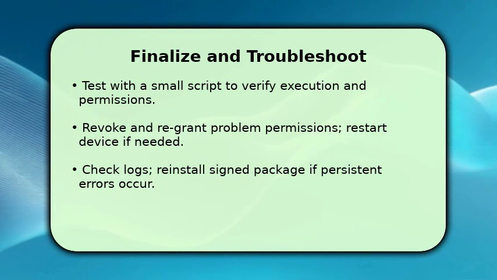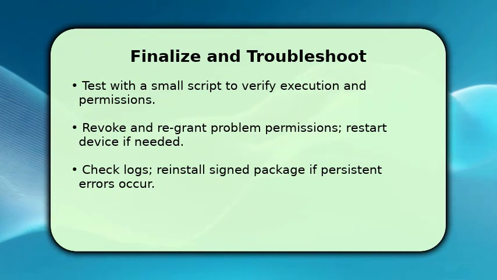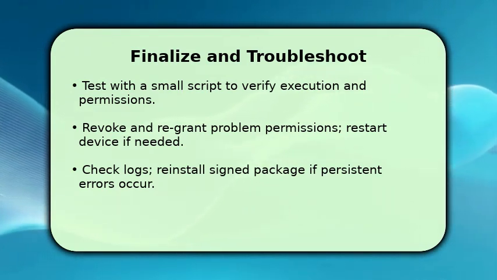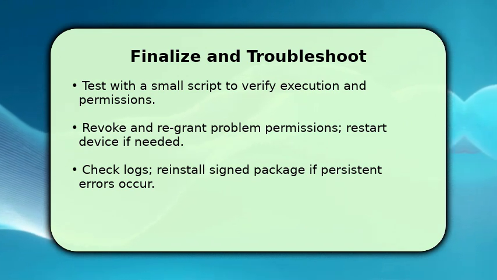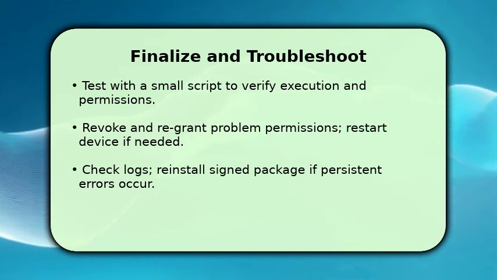Finish by testing a small script to verify execution, then inspect results and any permission prompts. If it fails, revoke and re-grant the problematic permissions and restart your device to clear transient issues. Make sure the app's runtime components are updated.